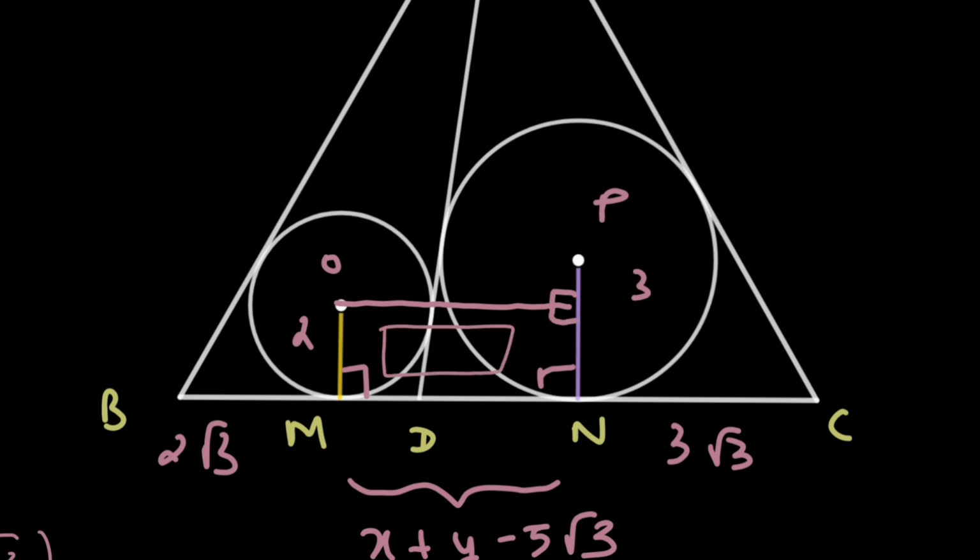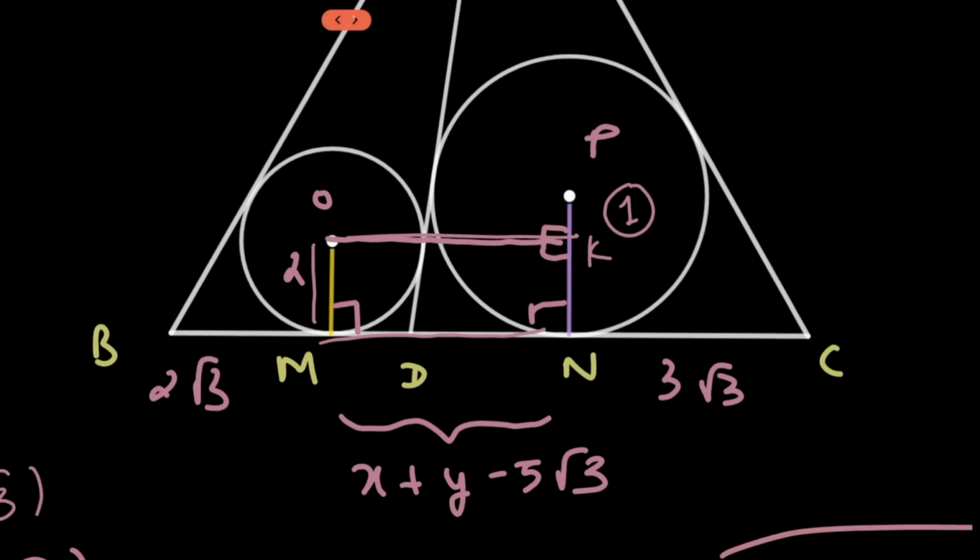So here we have formed a rectangle. In a rectangle, opposite sides are equal. So if the length of OM is 2, the length from here to here would be 2. The complete length is equal to 3. Therefore, for the remaining length, let this point be K. From P to K, the length would be equal to 1. The length of OK would be equal to the length of MN, that we have got as x plus y minus 5 square root of 3.